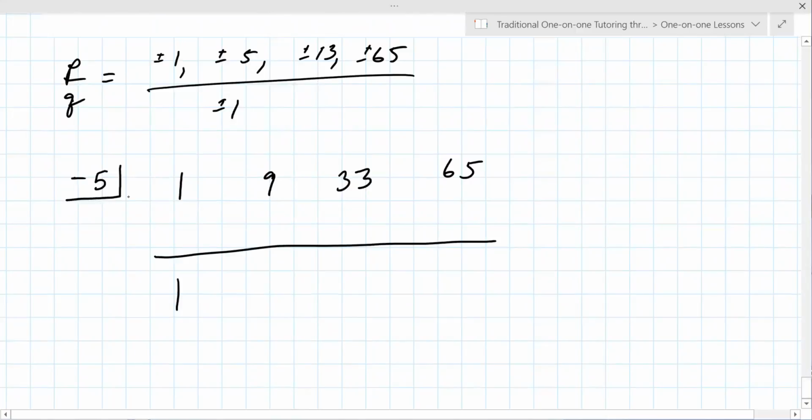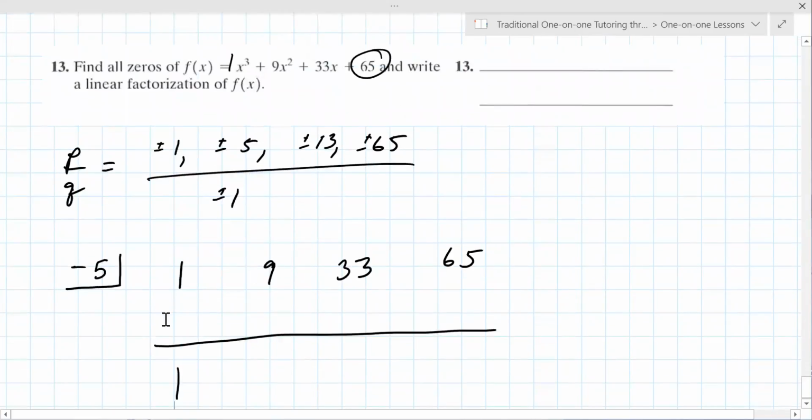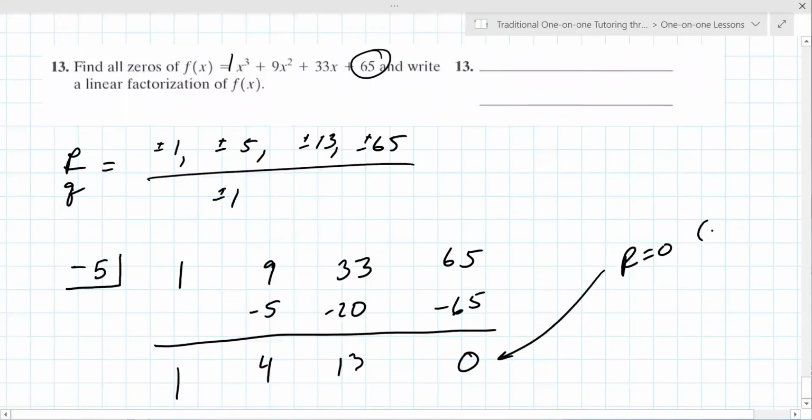Because when you find the first root, it reduces this down to a quadratic, because we're going to use synthetic division here. I've already written the coefficients and brought the 1 down. -5, 4 times -5 is -20, 13, -65, 0. So when the remainder equals 0, you know that it's a root.